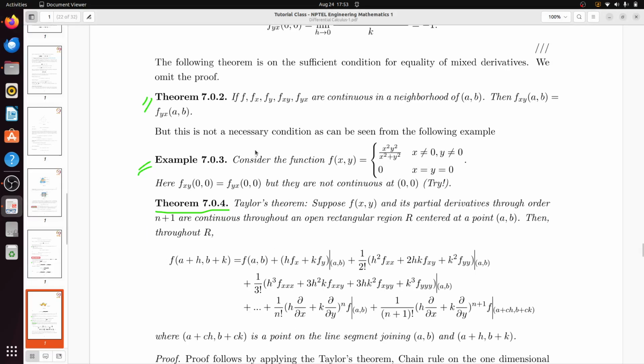Okay, so next this is the problem. Consider the function f(x,y) equal to xy squared by x squared plus y squared for (x,y) not equal to (0,0), and 0 otherwise. Show that fxy(0,0) and fyx(0,0) exist, but fxy and fyx are not continuous at (0,0). This will be your home task. Kindly note down this problem.